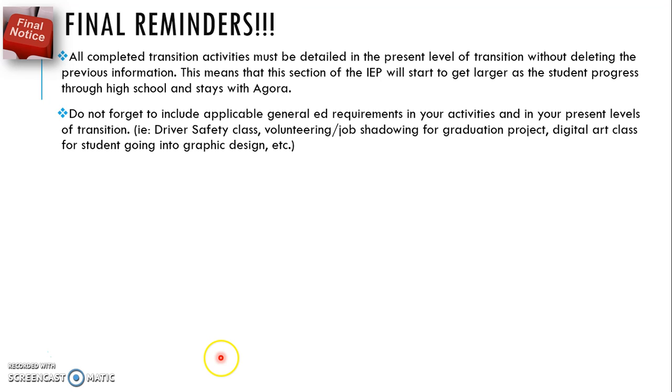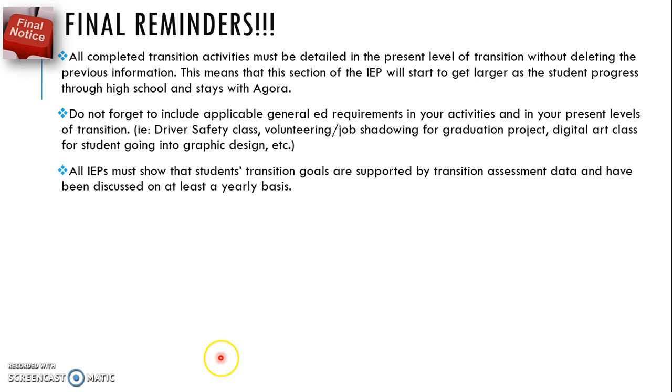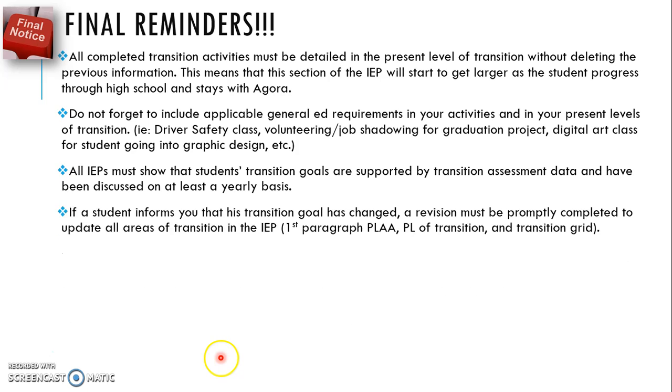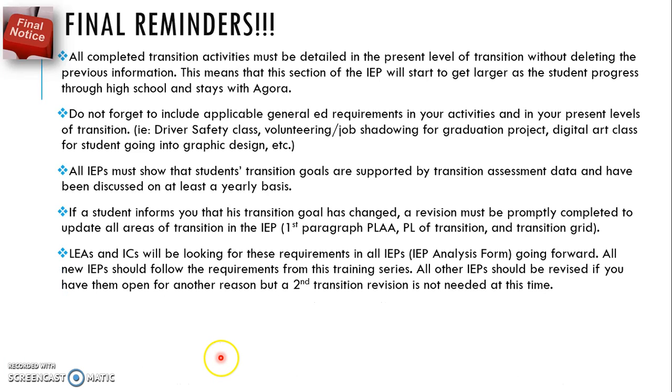So if they took the driver safety class, successfully completed it, they're volunteering, they're doing stuff for their grad project, they took a digital art class and that's what they want to do, make sure you chart it. All IEPs show that transition goals are supported by assessment data and that they've been discussed on a yearly basis. If the student informs you that their goal has changed, you need to update it across the IEP: first paragraph of the academic achievement, your present levels of transition, and the grid.